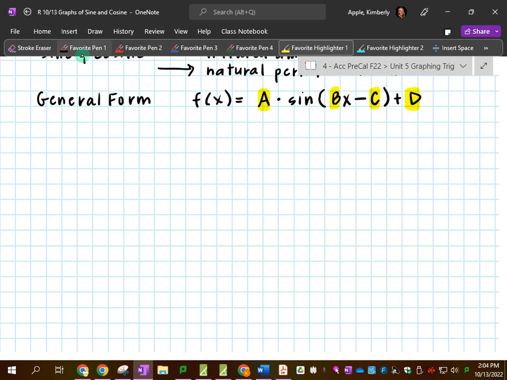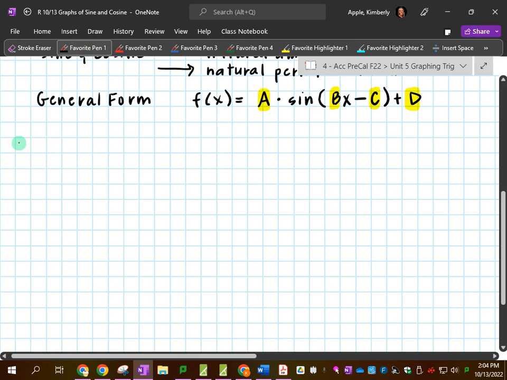So let's talk about amplitude first. I'm going to draw a star, because we're going to start a new kind of section here. We're going to talk about, in general, amplitude. The amplitude is given to us from the function by taking the absolute value of a. Do y'all remember what absolute value is? It makes it positive, exactly.